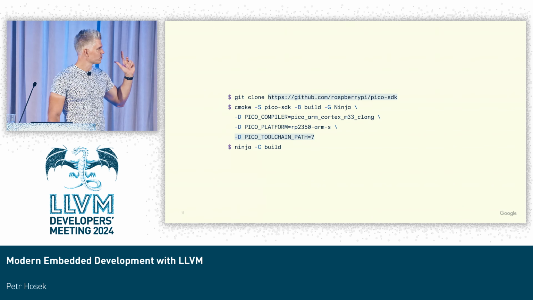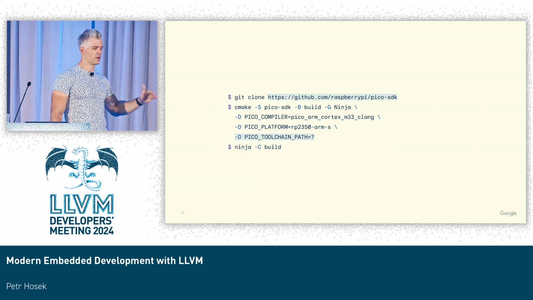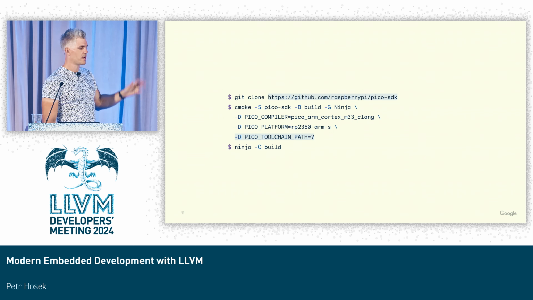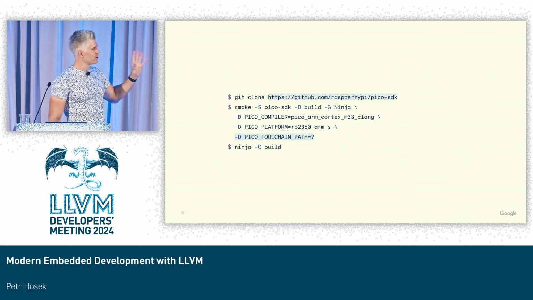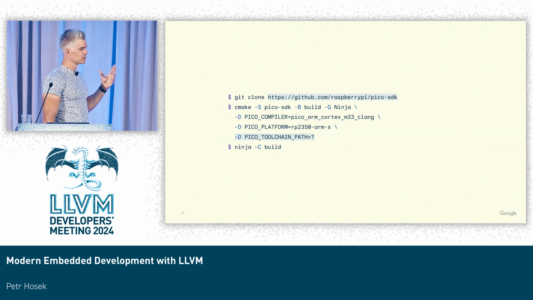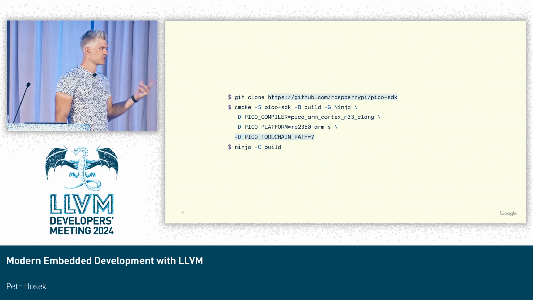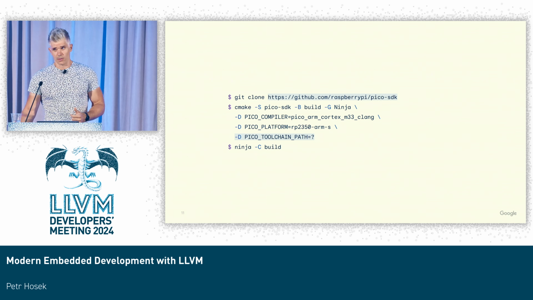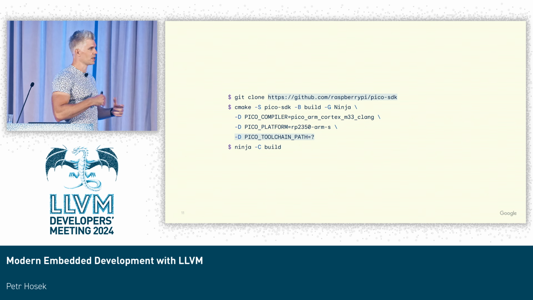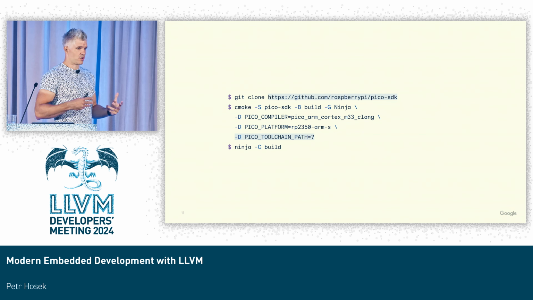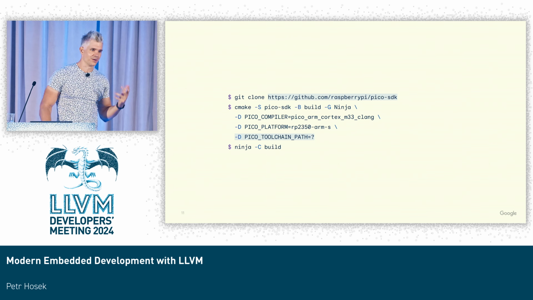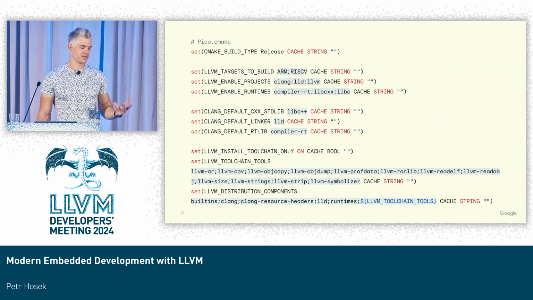Well, we'll start off just by cloning Pico SDK straight from GitHub. Then we'll just use CMake. We'll configure the right compiler, the platform, and we'll point the build at a toolchain we want to use. Now you may ask, okay, where do I get a toolchain from? Well, if you've been at the LLVM dev meeting last year, I actually gave a tutorial on the LLVM build and CMake. And so I guess it's time to review how much you remember from that talk.